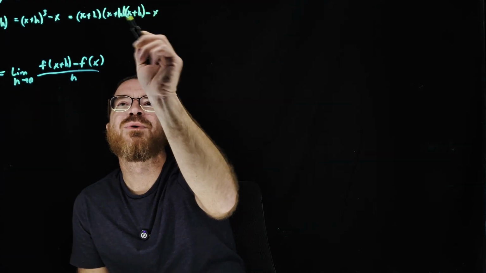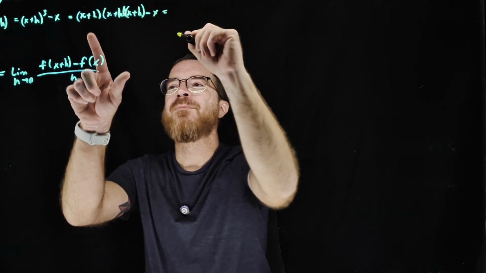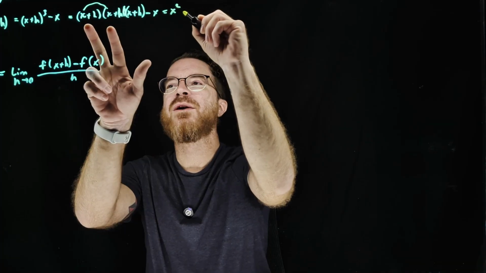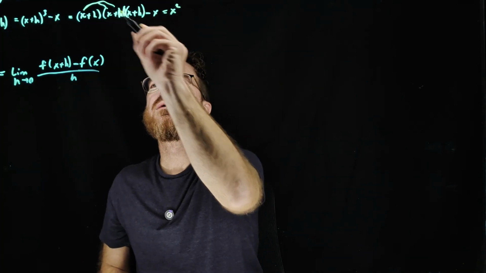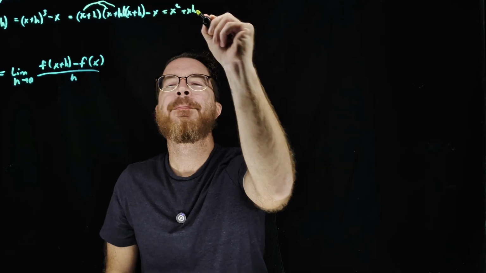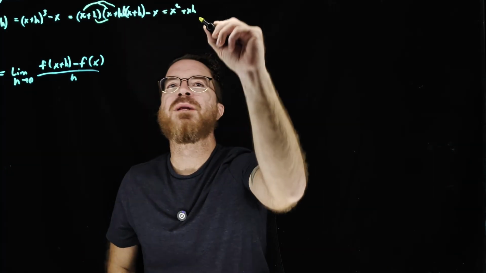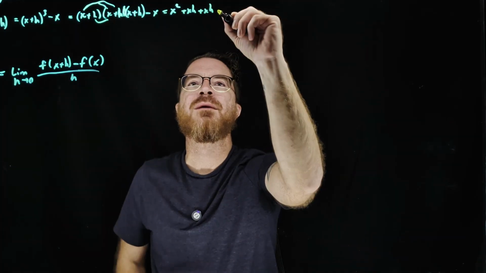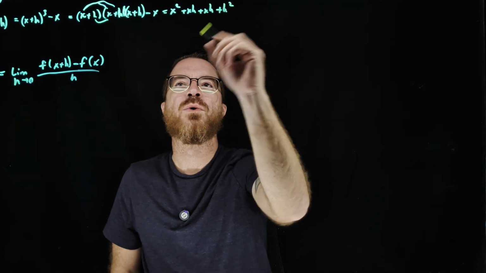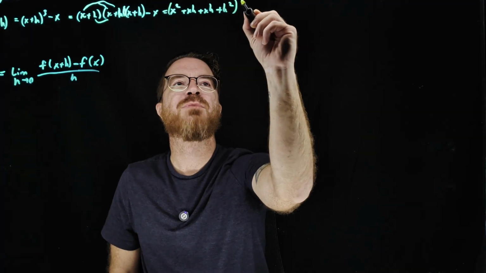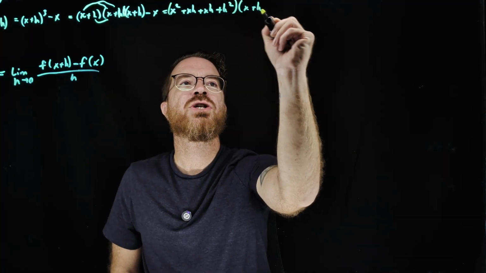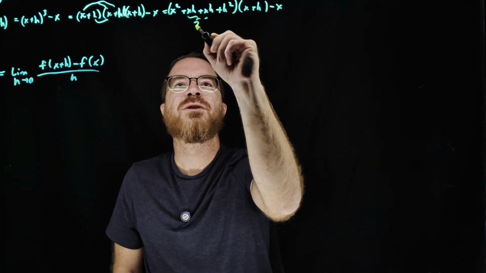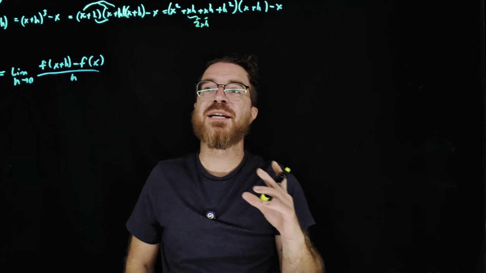So first thing I'm going to do is distribute this term. So we do first, outer, inner, last. First is going to be x squared, then outer plus xh, inner plus xh, and last, which is going to be plus h squared. So of course, this is still multiplied by x plus h, and we then have minus x. These two terms together are 2x plus 2xh.